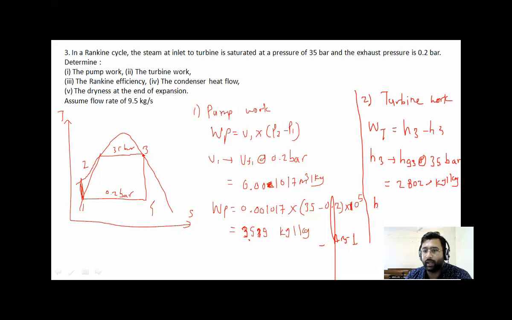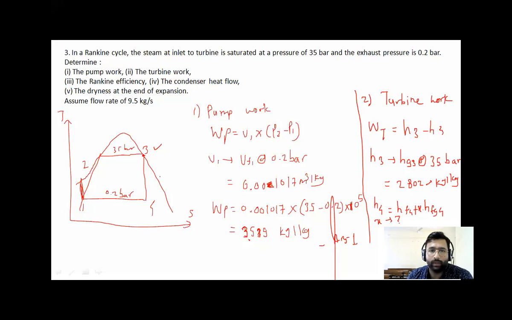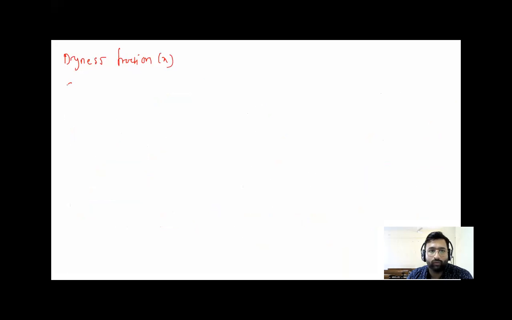How to calculate H4? Again, same process we have to follow. H4 will be equal to HF4 plus X times HFG4. Here X is unknown. We don't know the value of X, that is dryness fraction. Again, you have to follow the same process, calculation of dryness fraction. So again, in this case, you can see entropy at point number 3 is entropy at point number 4. So S3 will be equal to S4.